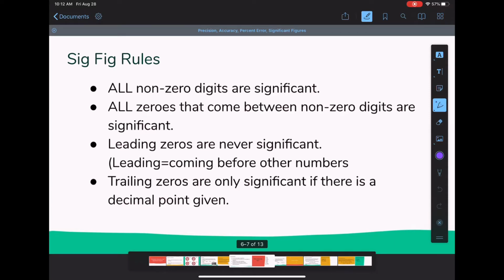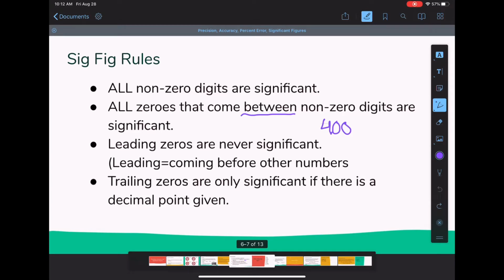The second is that all zeros that come between non-zero digits are significant. So if I have a number like this, 4006, these two zeros in the middle here are both considered significant figures because they come between.